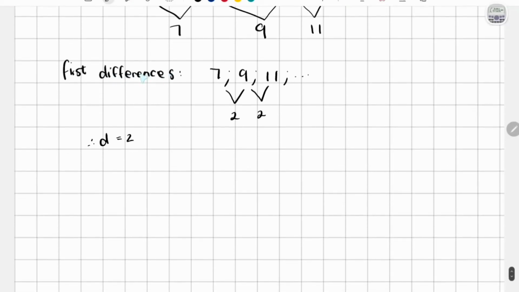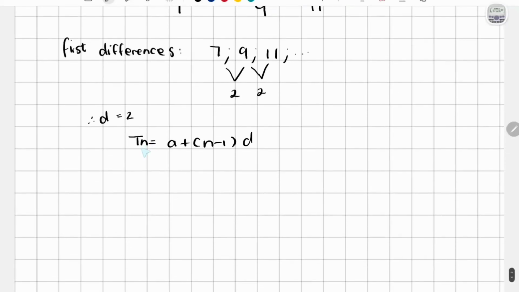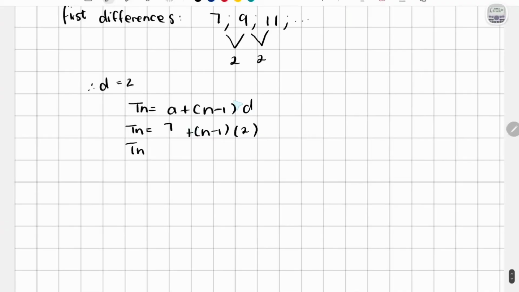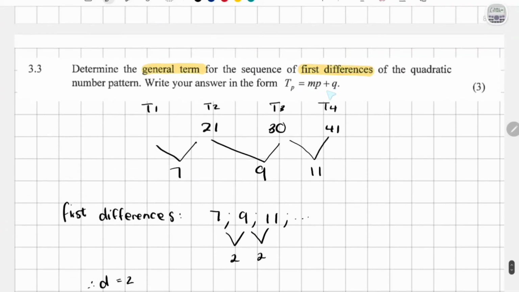So the formula of the first differences, remember this is an arithmetic pattern. The first difference is an arithmetic pattern. So we have Tn is equal to a plus (n minus 1) multiplied by d. In order to find the formula, I'm going to say Tn is equal to, I need a, which is 7, plus (n minus 1) times 2. Then let's simplify this so that it can be in this format, because they're being specific. They want it to look simplified like that.